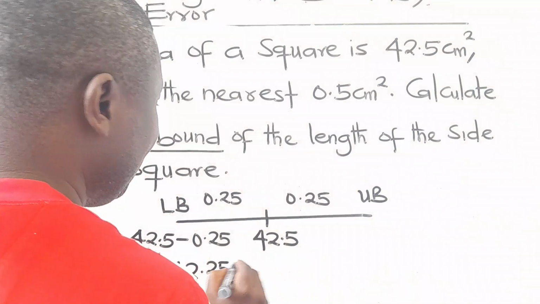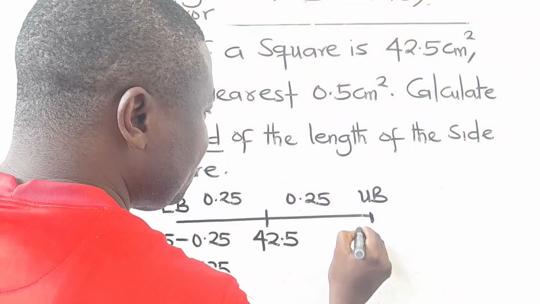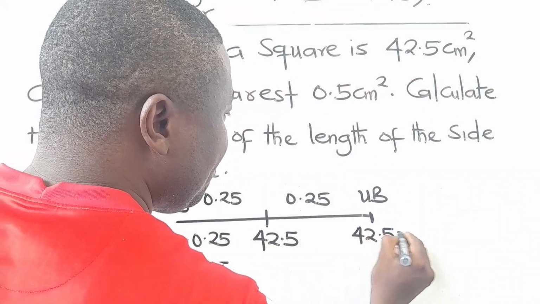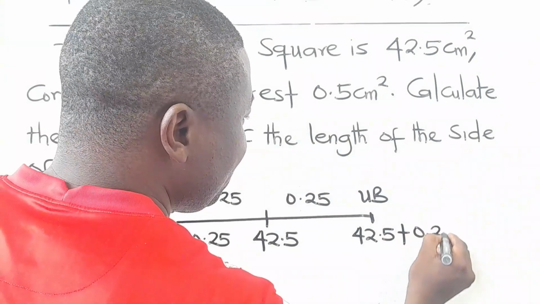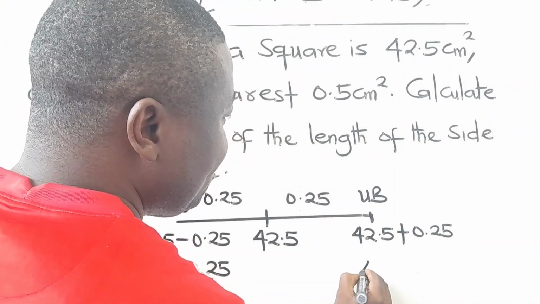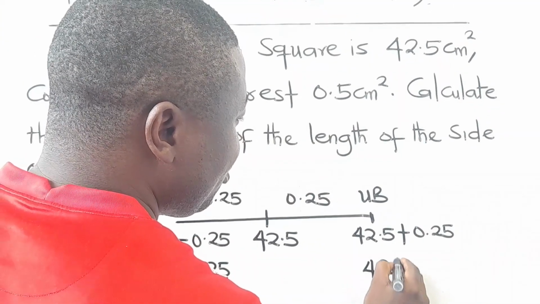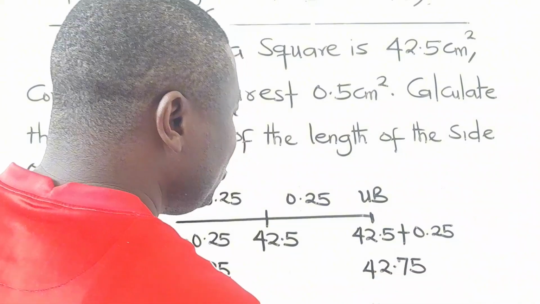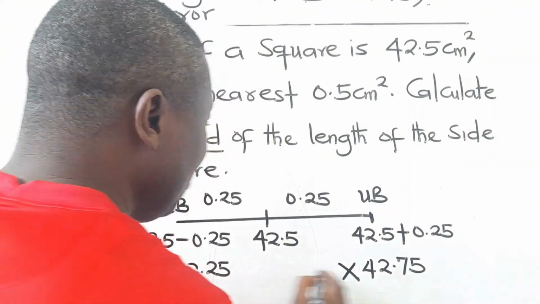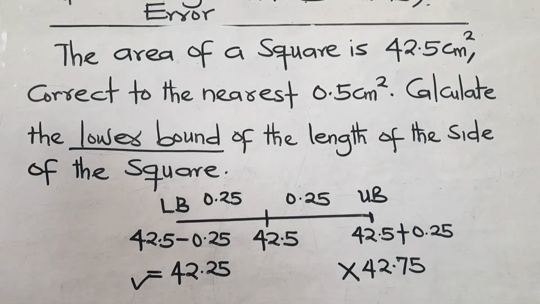The upper bound here will give us 42.5 plus 0.25, which will give us 42.75. We do not need this, but we need that. So, since we have it, we'll just look for the square root of that number.